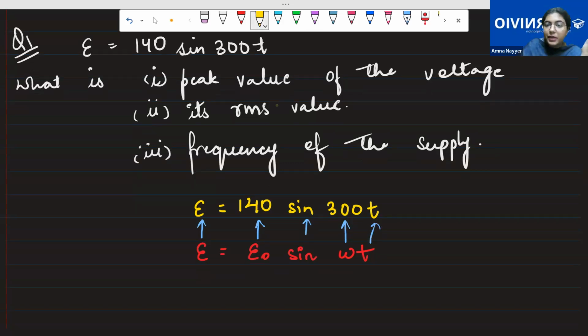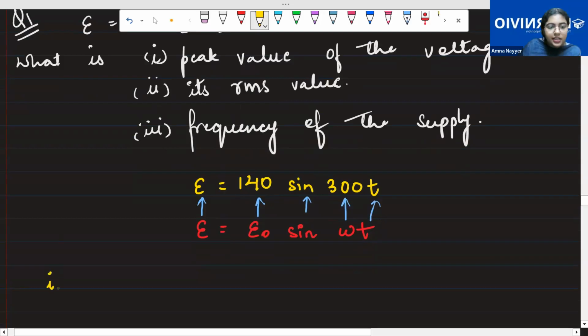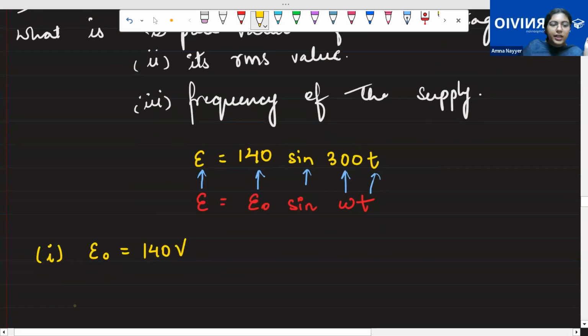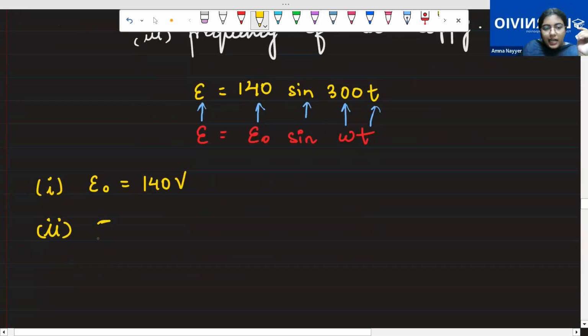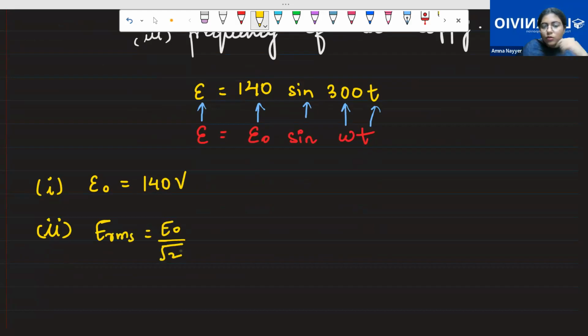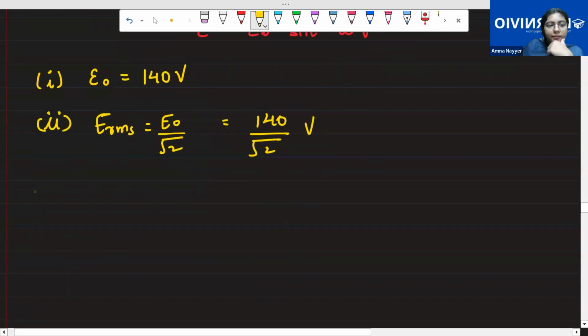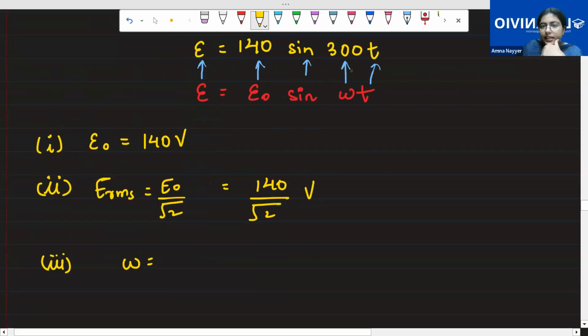So when it says what's the peak value of the voltage, straight away the answer to the first part will be peak value E naught is equal to 140 volt. But put the units, Muniba, when you write the peak value. Second part says its RMS value. We just studied a relation that E RMS is equal to E naught divided by root 2. So it will be 140 divided by root 2 volt. That is its ERMS value. It says frequency of the supply. See, angular frequency is there. See, it is 300.